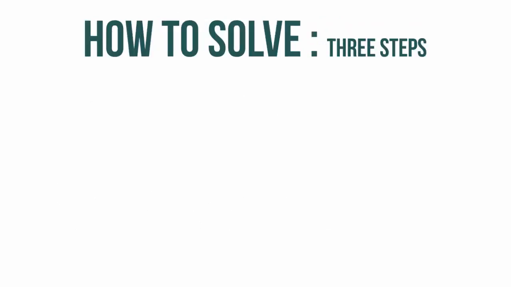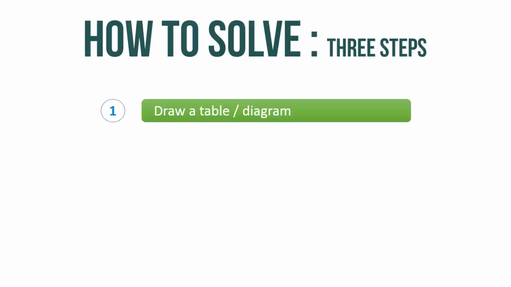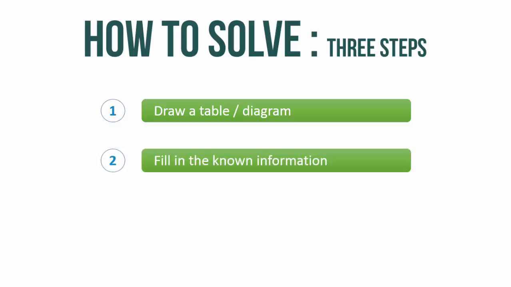Let's look at how to solve an analytical reasoning question. We present to you 3 steps. Step 1 is to draw a table or a diagram from the information provided. Step 2 is to fill in whatever is the known information into the table. The data, the paragraph that you will be provided will have some direct facts, that is what I am referring to as a known information.